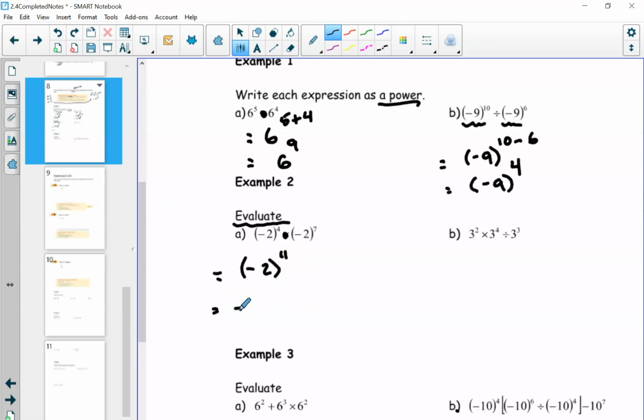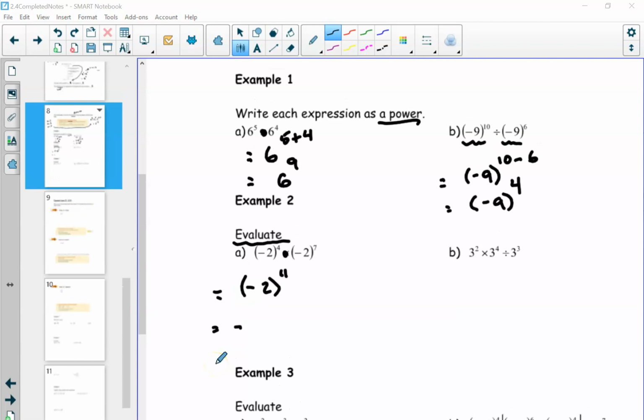So I'll just take the calculator here. The power of... find my power button. Oh, there it is. 11. Sorry, I had a little trouble finding the power button on my calculator. So many buttons. In any case, the power of 11 is 2048. So our final answer there is negative 2048.